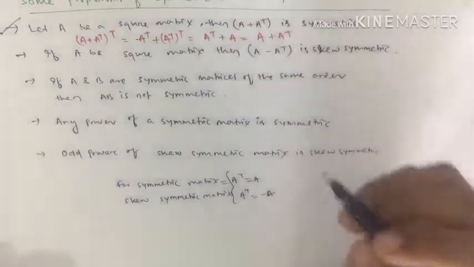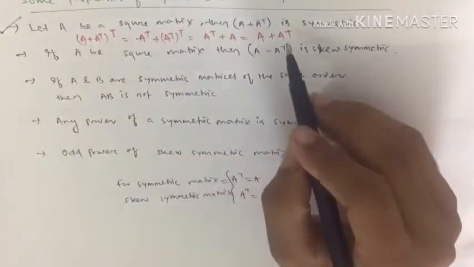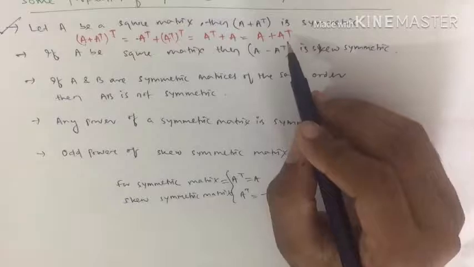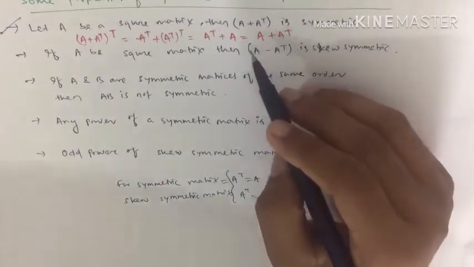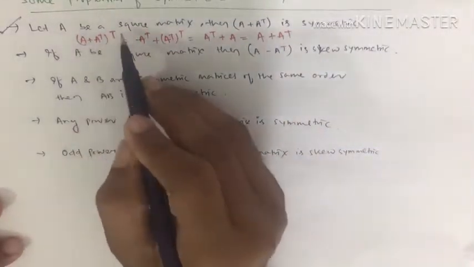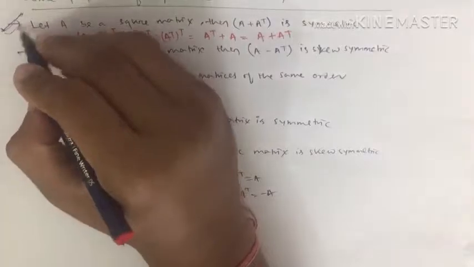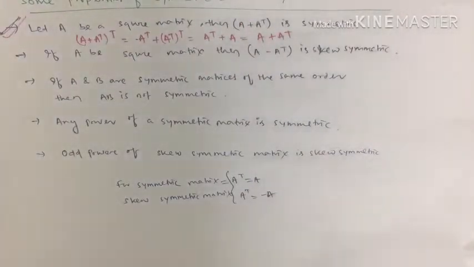So what you start with, the transpose of A plus A transpose, you come back with A plus A transpose, which is simply of the form A transpose is equal to A. So if A is a square matrix, then A plus A transpose is symmetric. Verified. Okay. Similarly, if A is a square matrix, then A minus A transpose is skew symmetric.